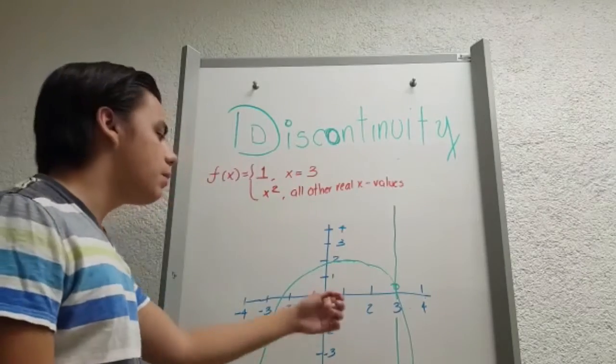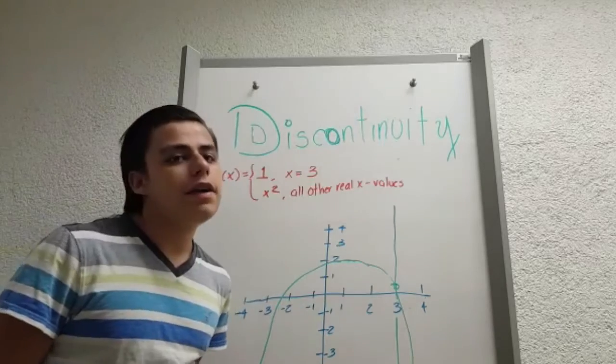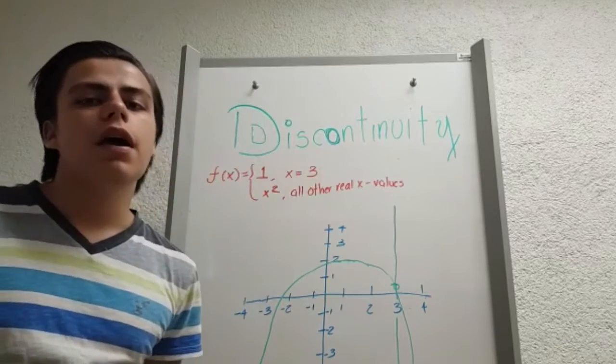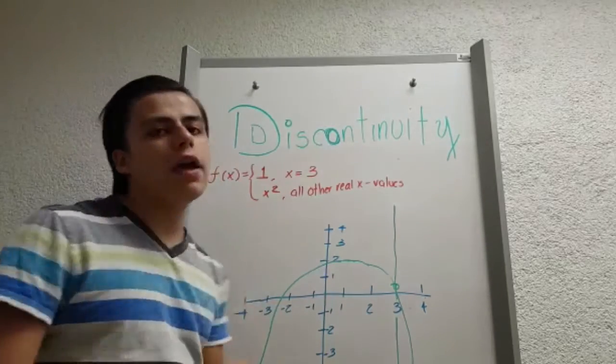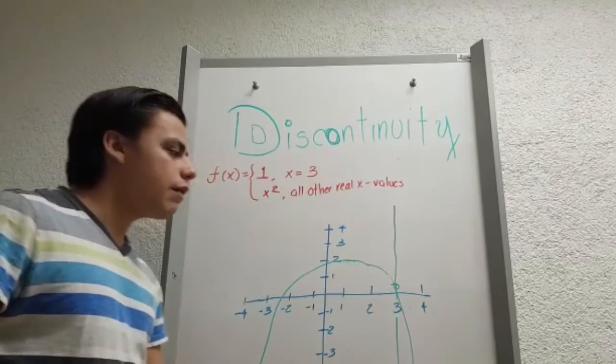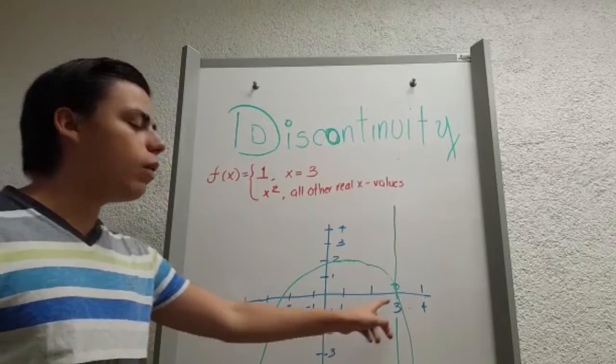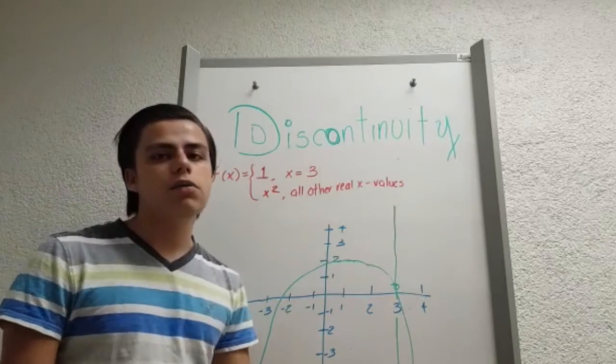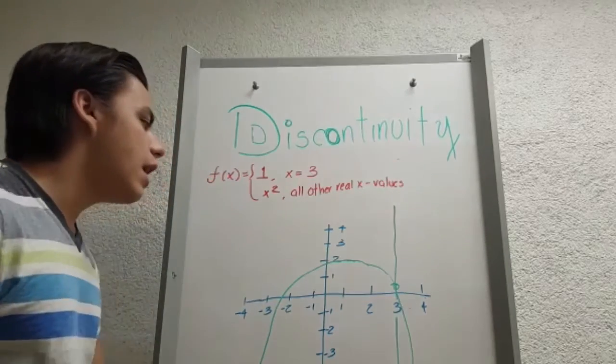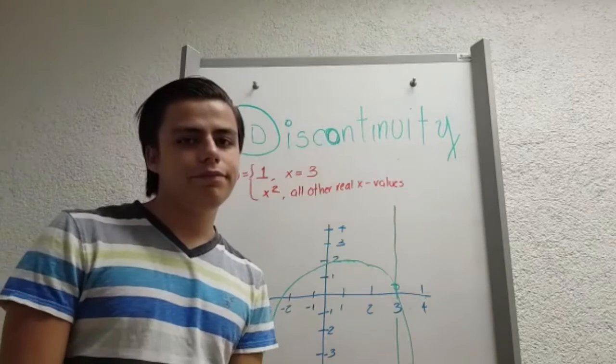The function is defined to be 1 at the point x equals 3. Yet the rest of the function is dictated by f of x equals x squared. We can see in the graph that the function is continuous except for the tiny hole in the curve at x equals 3. It is discontinuous at this single point.